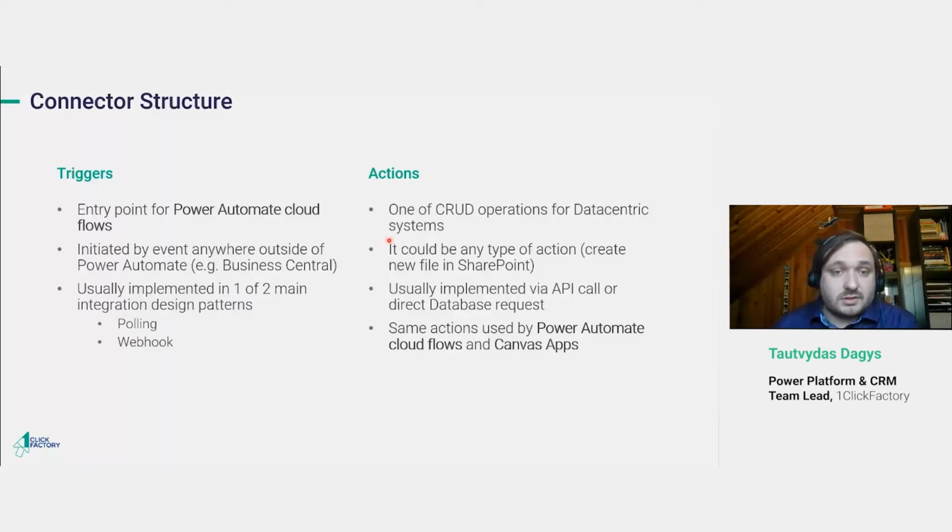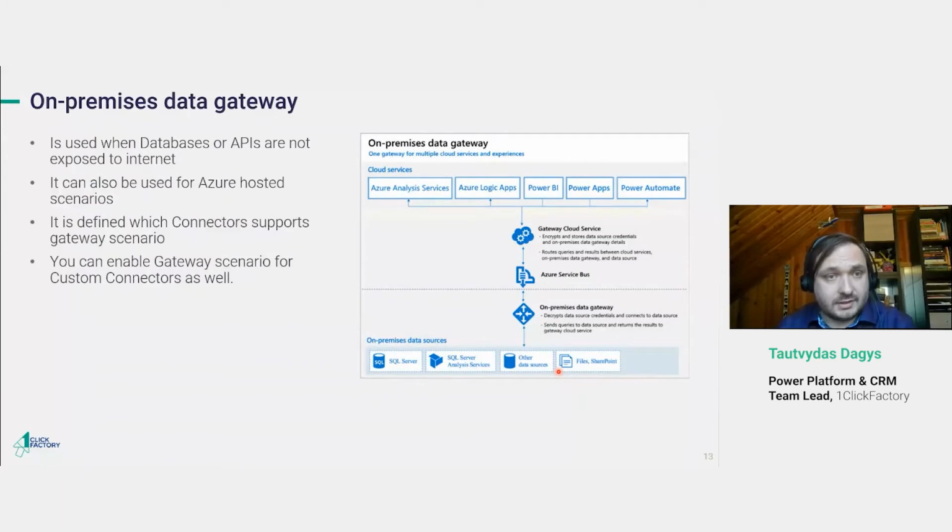And then we have actions. Normally we can realize the actions as CRUD operations, so create, read, update, delete, when we speak about data-centric systems. But we can also have actions like create a new file in SharePoint, or download something. If we speak about Business Central, it could be like post a journal or invoice. Usually those actions are implemented via API calls, but in the out-of-the-box connectors, it could also work directly with the database. The same actions are used by Power Automate cloud flows and Canvas apps. Of course, there are some differences, and we'll discuss that later in this webinar.